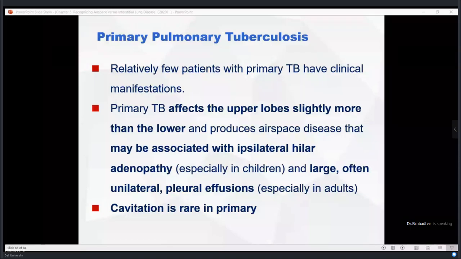So how can I confirm? I do a chest radiograph. Let us look at the chest radiograph. In a primary TB patient, the upper lobes are affected slightly more than the lower lobes, and it produces airspace disease that may be associated with ipsilateral hilar lymphadenopathy. Sometimes you have large and often unilateral pleural effusions in adults, right?